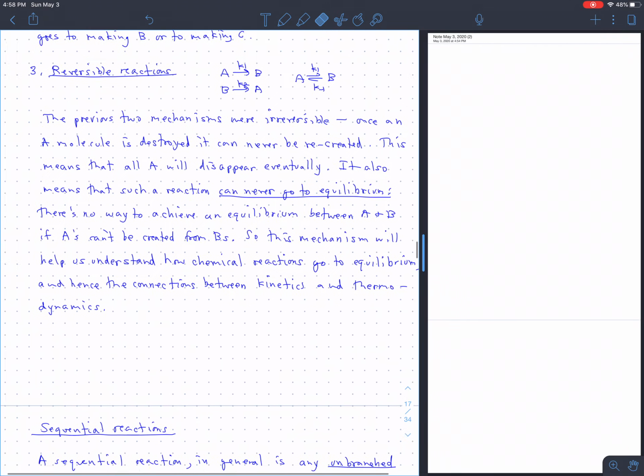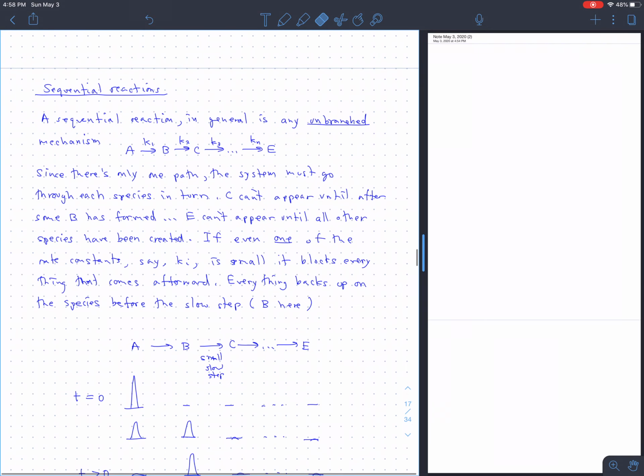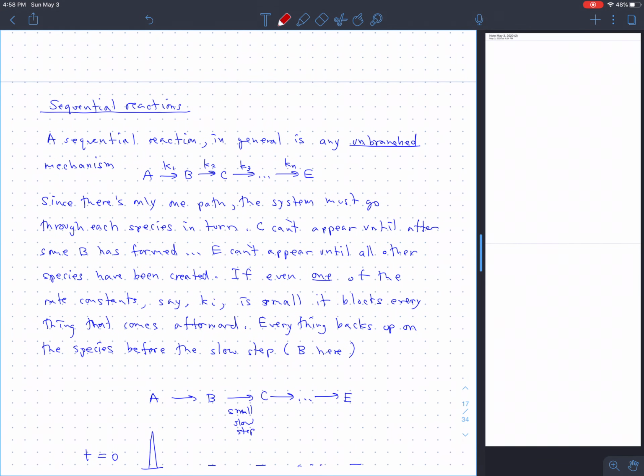All right, let's just go through these one by one, starting with the sequential reaction. So a sequential reaction, as it sounds, is just any series of reactants going to intermediates, however many there are, and finally ending up as some product. The overall reaction is just A goes to E, but there's some set of intermediates here, as many as we like, in between A and E.